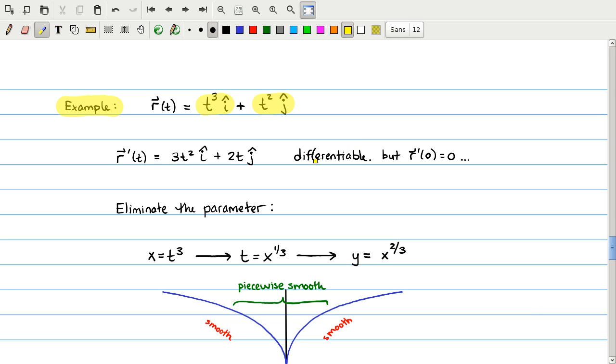And so the function is differentiable. But we should notice that when t equals 0, both of these vanish, and r prime of 0 is 0. So what's the big deal? Why does that happen? Well, let's investigate more closely.